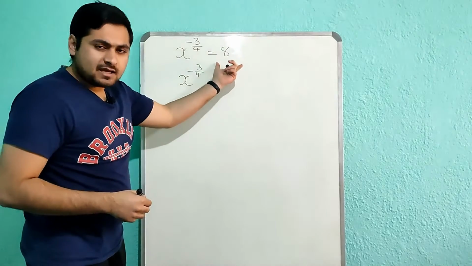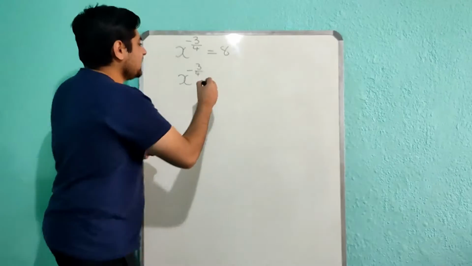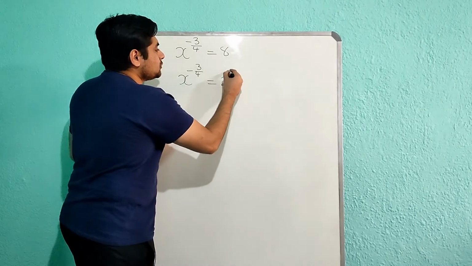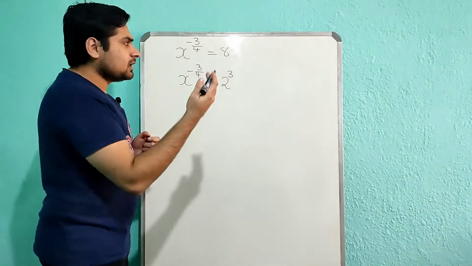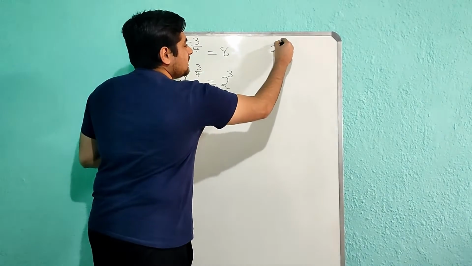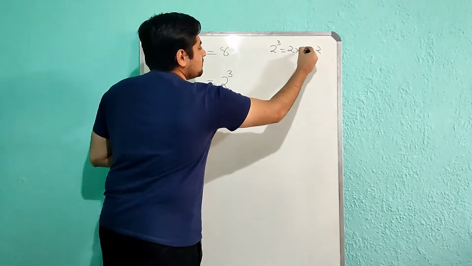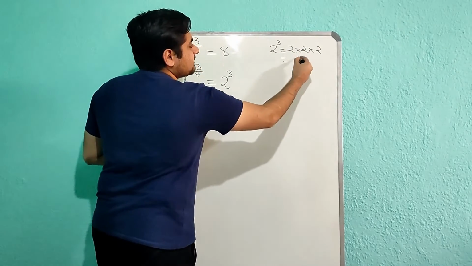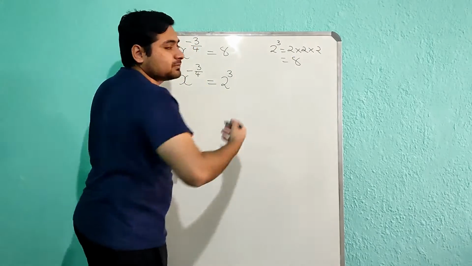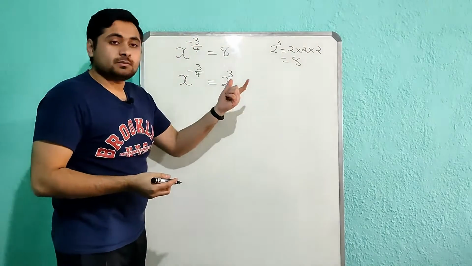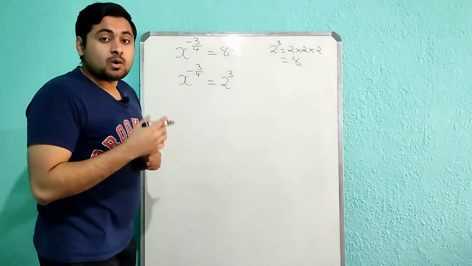If we write 8 in terms of a power, we can write that in terms of 2 to the power of 3, right? Because 2 to the power of 3 is the same as 2 times 2 times 2. This one is the same as 8, right? 2 times 2 is 4 and 4 times 2 is 8. So we wrote that in terms of 2 to the power of 3. What is the next step?